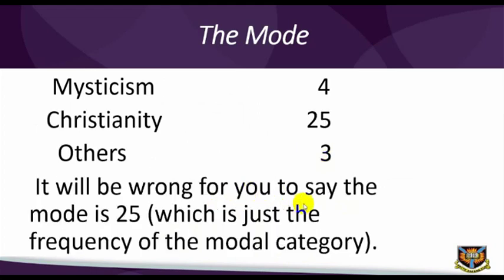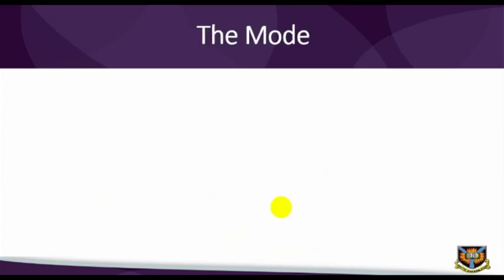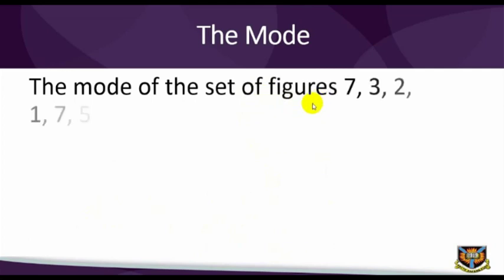It will be wrong for you to say the mode is 25, which is just the frequency of the modal category. Another example: the mode of the set of figures 7, 3, 2, 1, 7, 5, 7 is what?